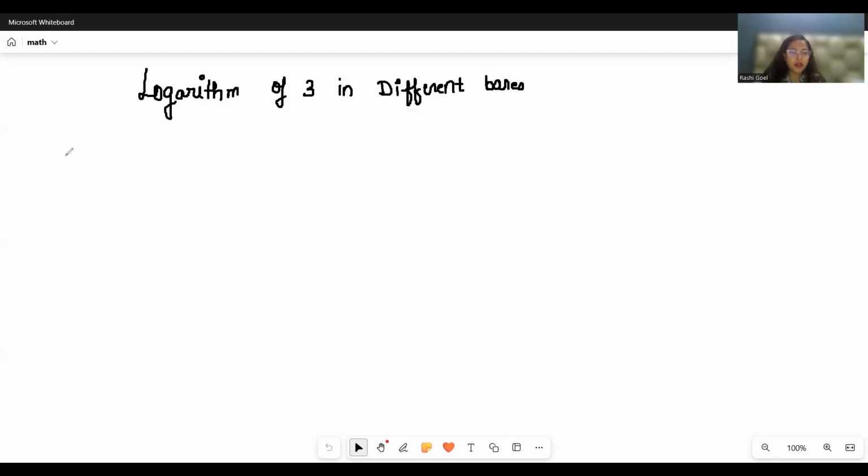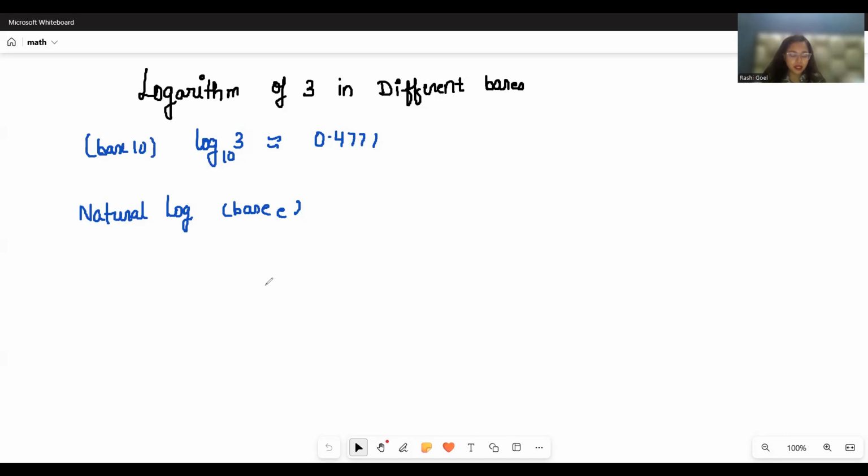So the common logarithm, that means base 10. If the base is 10, log 3 is approximately 0.4771. And its natural log, that means base is e. Here the base was 10; when the base is e, log 3 is approximately 1.0986.